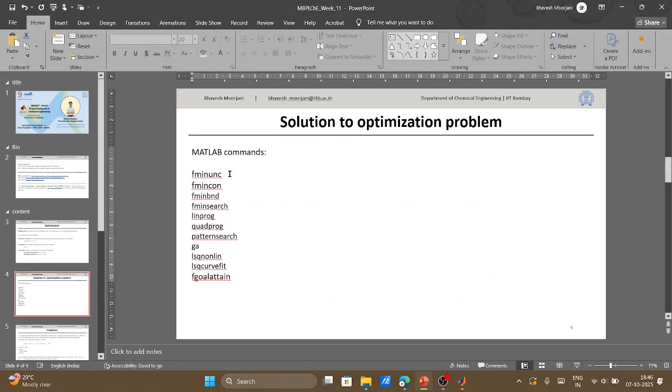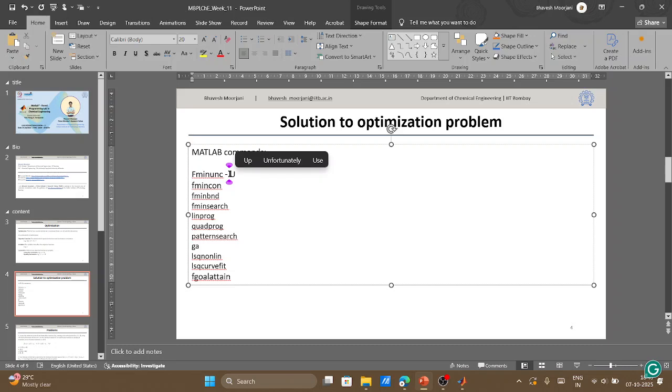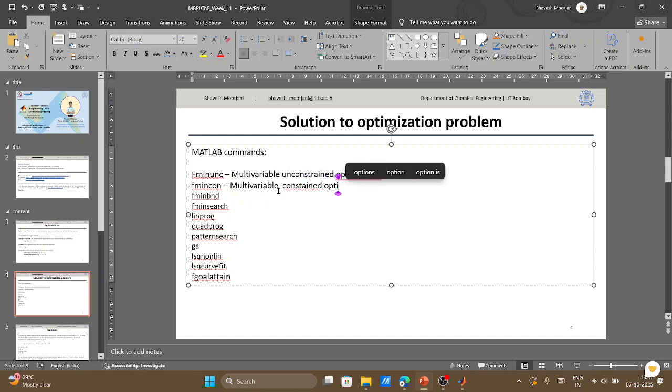So this one, fminunc, let's write it down, is a multivariable unconstrained optimization problem, or optimization, multivariable unconstrained optimization. fmincon is multivariable constrained optimization.